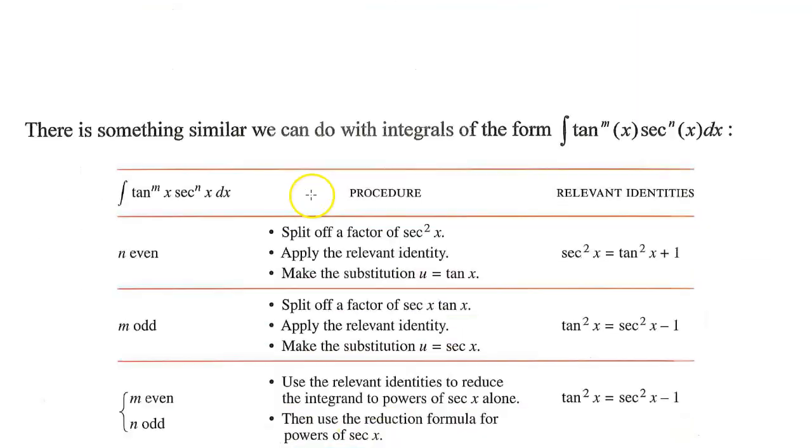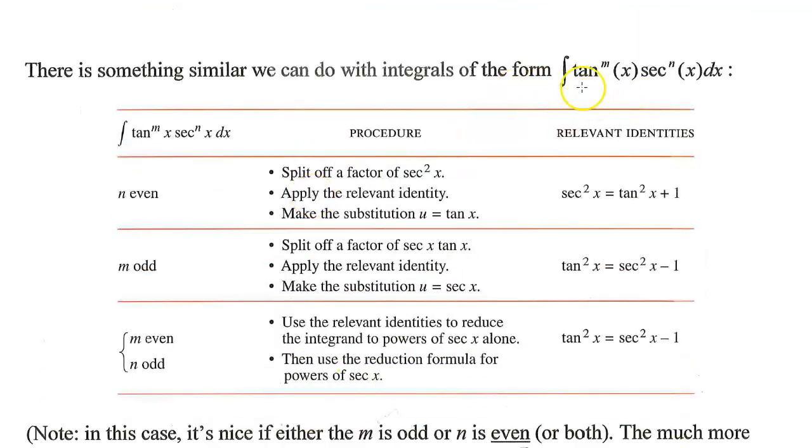And by the way, you can do a similar thing for integrals where you have tangent to some power times secant to some power. Only in this case, it's nice if the n, the power in secant, is even. It's good that the m is odd again, but you actually want the power n to be even. So if either n is even or m is odd, or both, you can use this procedure, which I'll do an example of in a second. The hard case would be if m is even and n is odd.